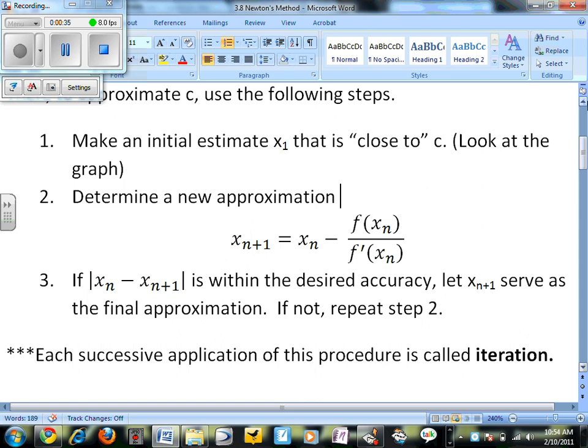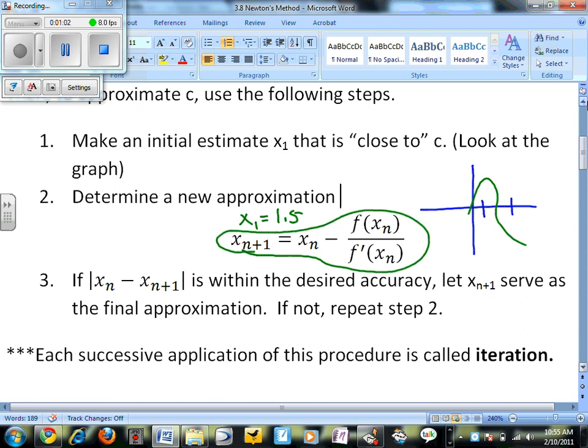Okay, we're going to make an initial guess, and how we make an initial guess is we look at a graph. Maybe we have 1 and 2, and this function crosses somewhere in between there, but we have no idea where. So I'd make a guess, maybe 1.5. So my initial guess, my x1, would be 1.5. To figure out what the next one is, we're going to use this equation right here.